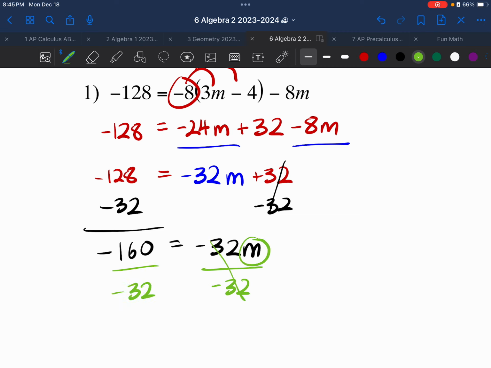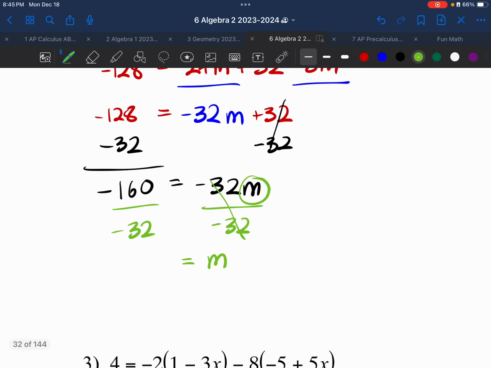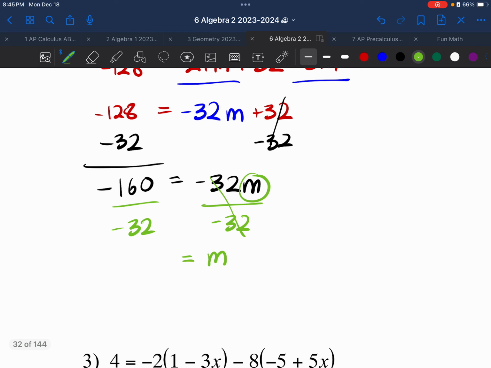What's left over, this m is by itself. So m is by itself, and what is 160 divided by negative 32? I think it's about 5. I want to say it's 5. Let me just do some math here. 5 times 2 is 10, so there's the 0. Carry the 1. 5 times 3 is 15, plus that 1 is 16. There we go. So m is equal to 5. And why is it positive? Because a negative divided by a negative is a positive.